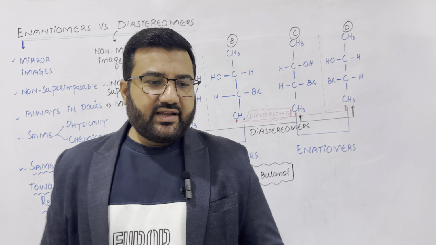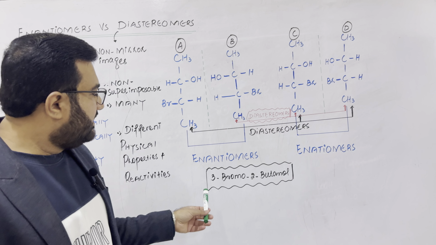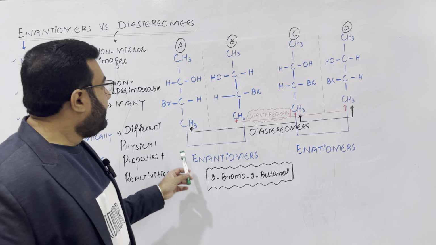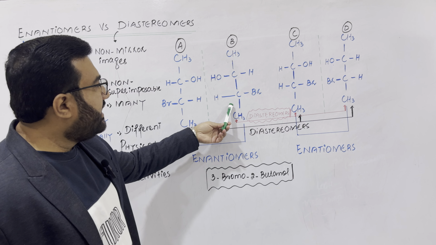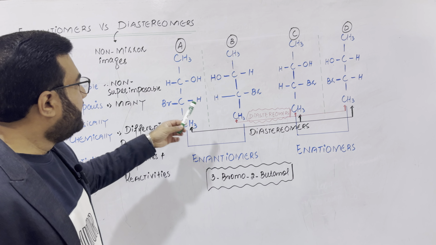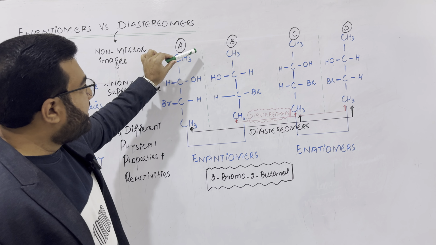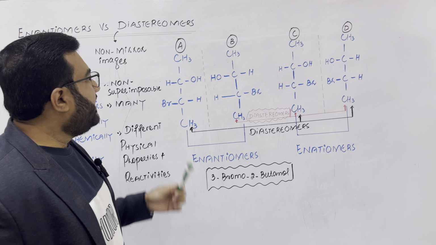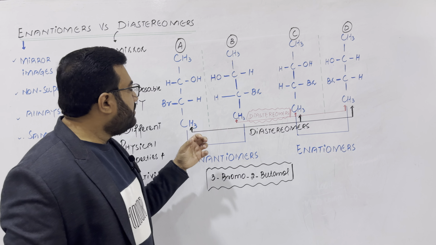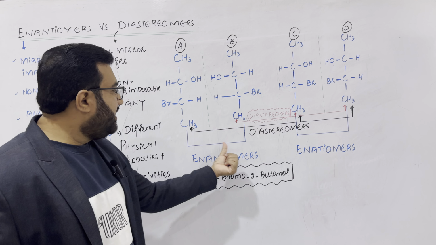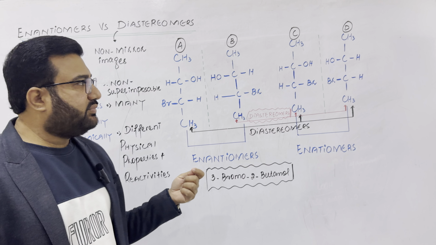Now let us consider an example that will clear the concept of both enantiomers and diastereomers, that is 3-bromo-2-butanol. Now this one is a form of 3-bromo-2-butanol. This one is B, another form of 3-bromo-2-butanol. You can see that A and B are mirror images of each other. This green line is basically a mirror, and A and B are mirror images of each other. So A and B will be enantiomers of each other, as they are mirror images and non-superimposable.